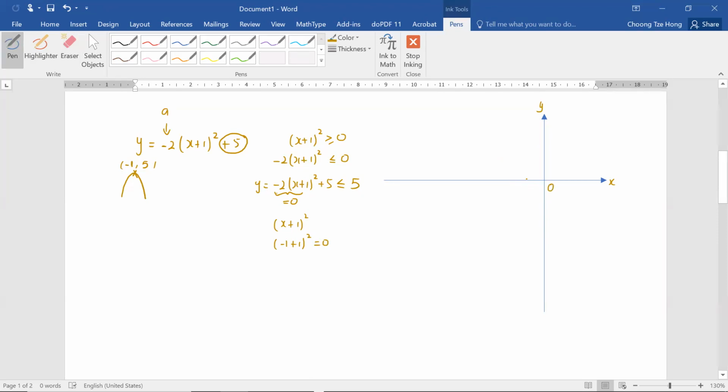It's very close to the y-axis, so it's negative 1. Then we have 5 here. So it will be over here, (negative 1, 5). Once again, we want to know whether it's narrow or more broad, so we need to know the y-intercept. At the y-intercept, x will be 0, so we just sub x equals 0 into the equation. Over here you have 1 squared, which will be 1, so minus 2 plus 5, you get 3. So this one is very near over here, somewhere here.